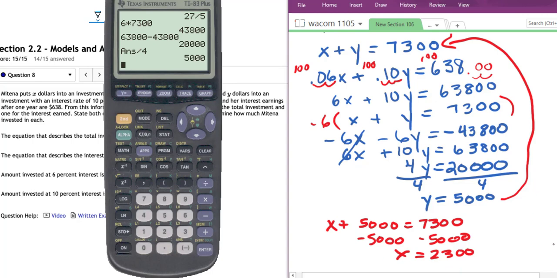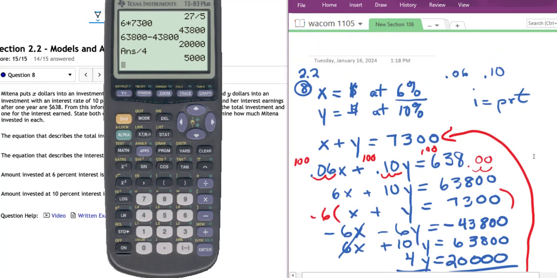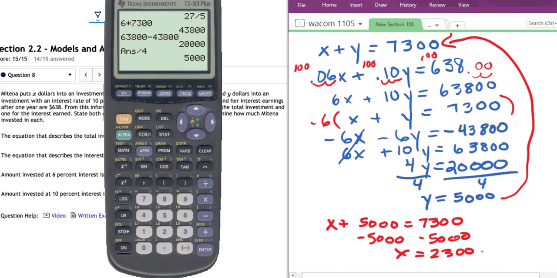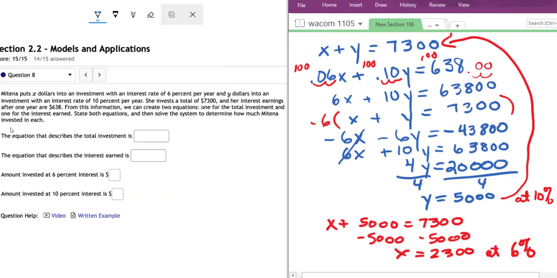Now, this is where it's important that you wrote down originally what your variables stand for. X is the 6%, so this is your amount of money at 6%. And y is the amount of money at 10%. So that should help us to answer all the questions. The equation that describes the total investment, x plus y equals 7,300, is the first one.